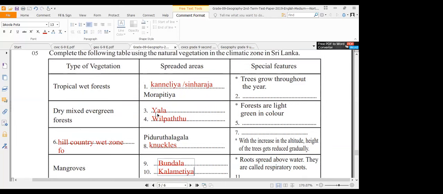Next one, special features. Trees grow throughout the year. Another special feature of tropical rainforest? High biodiversity. High biodiversity. Yes.